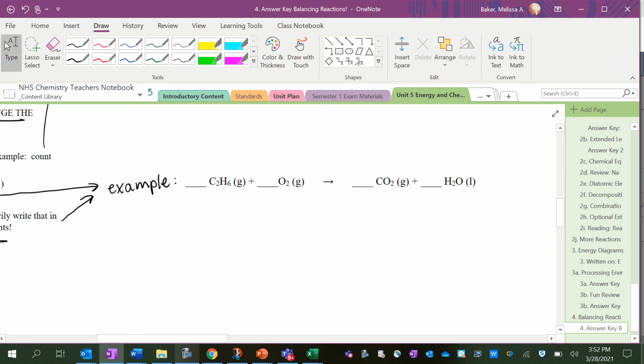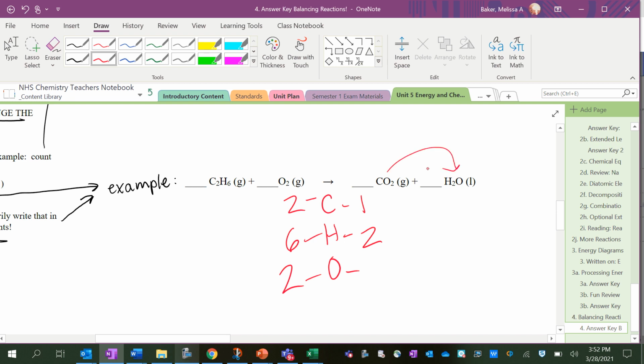And let's look at an example where we can use a decimal temporarily. So if it only has C's, H's, and O's, we want to balance in that order. We've got 2 carbons on the left, 1 on the right, 6 hydrogens on the left, 2 on the right, 2 oxygens on the left, and 3 on the right. All right, so we start with the carbons first. Put a 2 out front on the right. So now we've got 2 carbons, and now we have 5 oxygens. Balance our hydrogens next. Put a 3 out front.